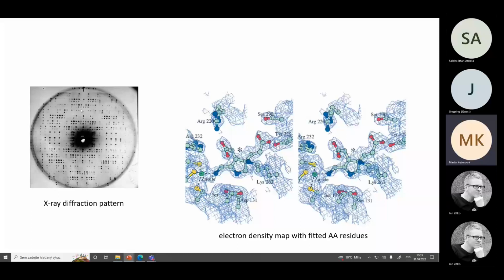On the left side, you can see how the output from this method can look like. This is the X-ray diffraction pattern that is elaborated by computers and specific software, and it gives then the atomic model of the molecule. So the X-ray specialists get from this experiment the idea where the electron clouds are, and the occupancy of the particular atom, and based on the knowledge of amino acid structures, they fit in the amino acid backbone and the residues. And they have to check everything and maybe also correct.